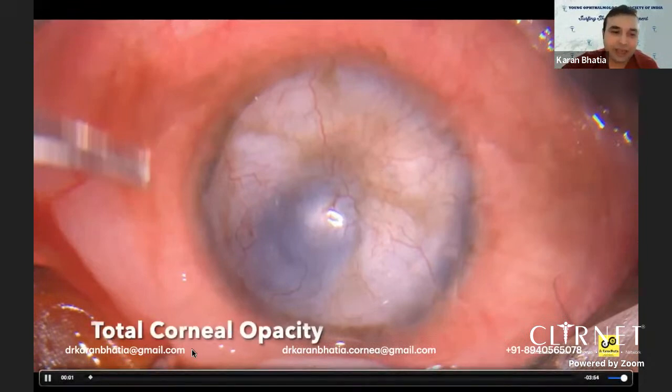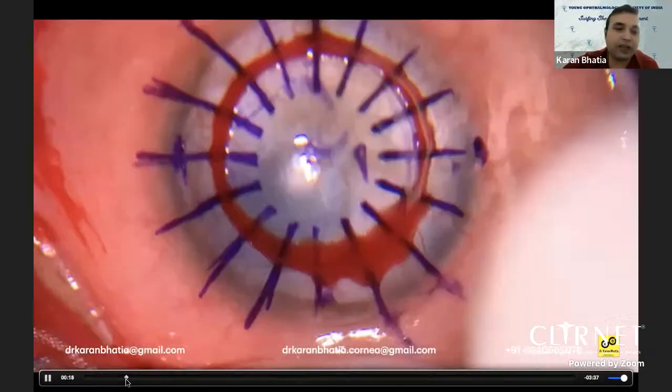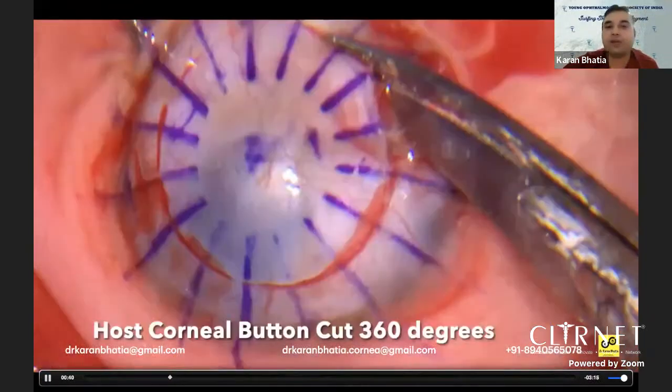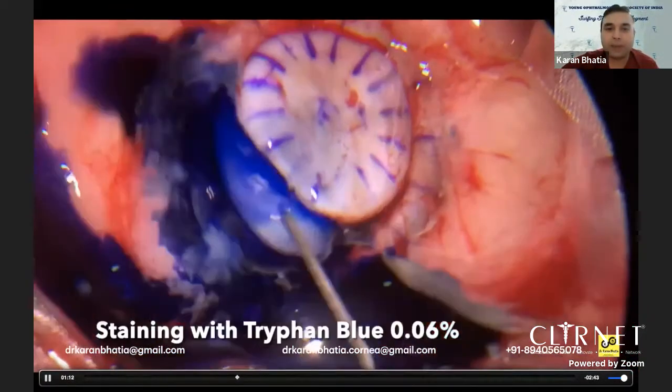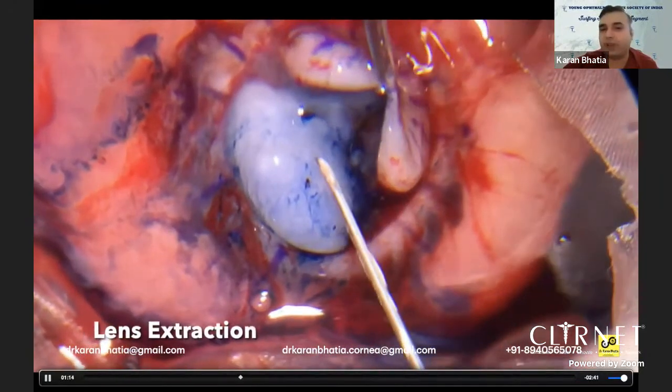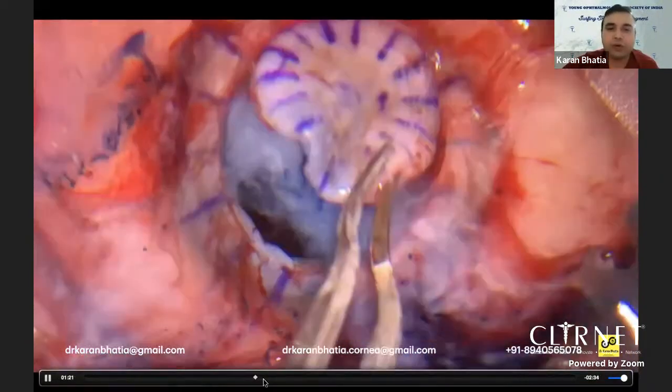Now, this case would require, a one-eyed patient, the situation gets difficult. So the thing is, I plan to do a penetrating keratoplasty over here, and I won't go into the steps of that, but you see a subluxated lens over here. So this lens was also removed.